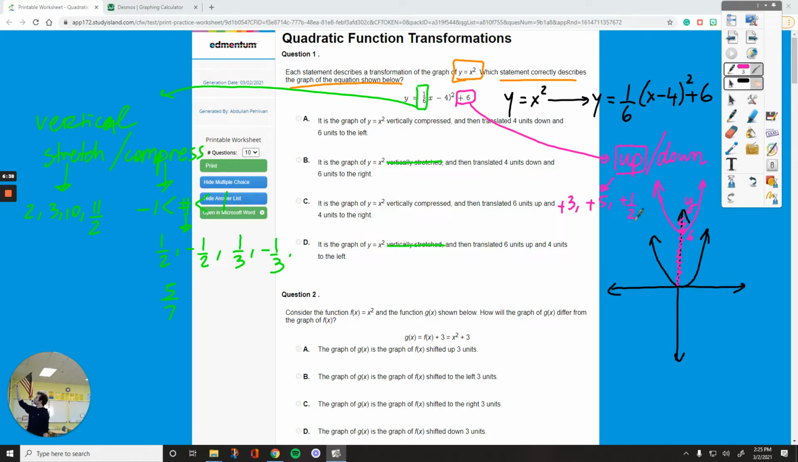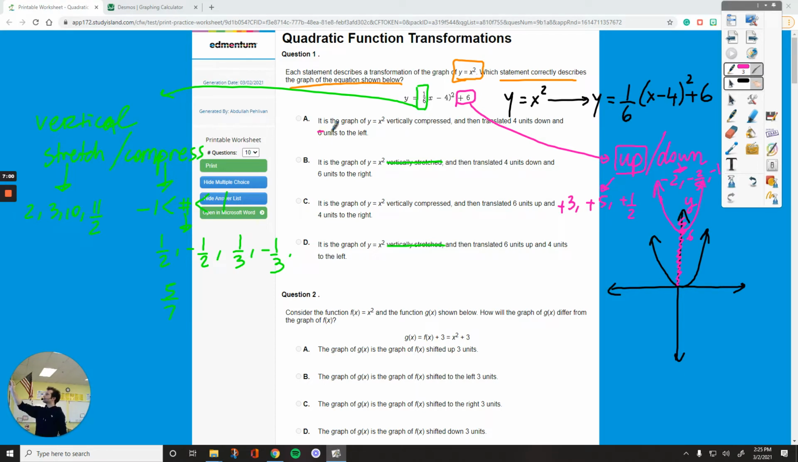Examples that tell you to move it down are negative numbers, any negative number. Negative 2, negative 2/5, negative 1, or any other negative numbers. It could be a fraction, or it could be a whole number. So now we are looking for something that says up 6 units in the answer.